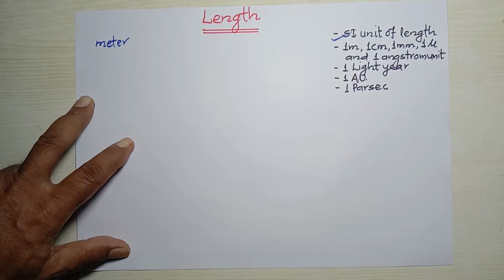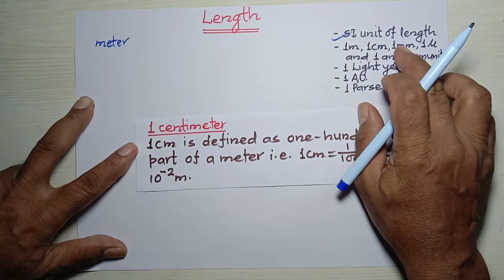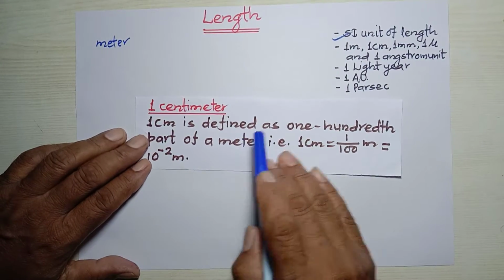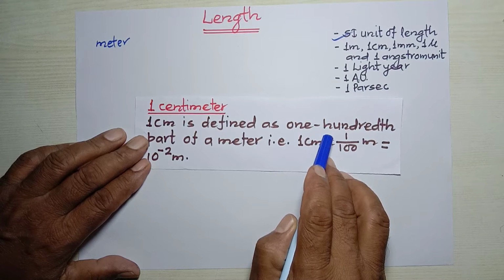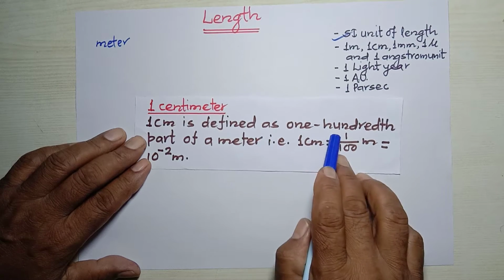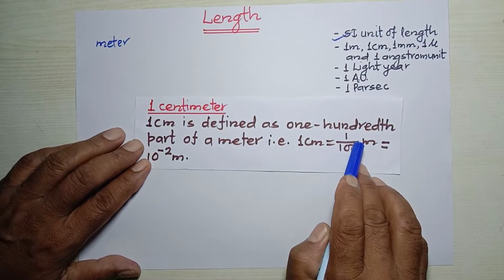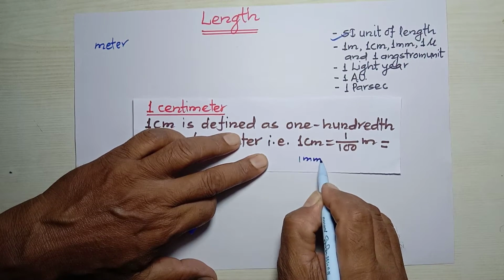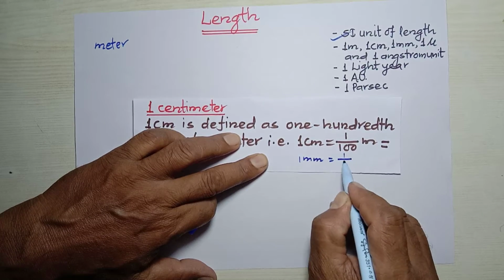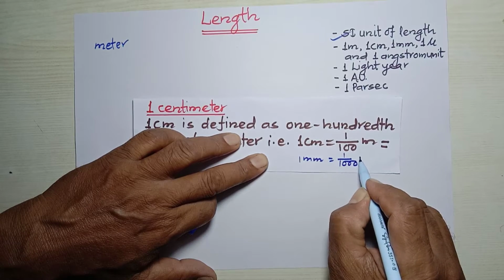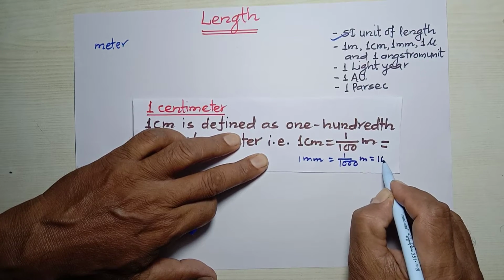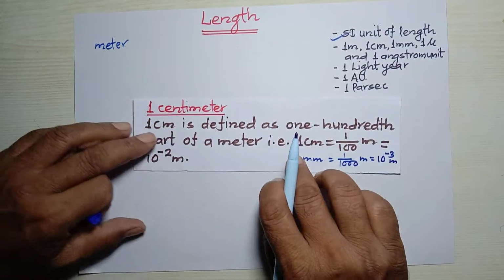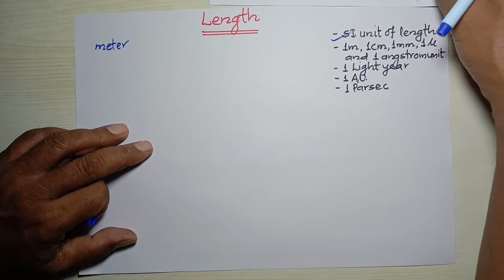In the same way we can define the millimeter also. How can we define millimeter? 1 millimeter is defined not as 1/100th part, but as 1,000th part of a meter. That is, 1 millimeter is equal to 1 by 1,000 meter, and this is equal to 10 to the power, instead of minus 2, minus 3 meter. This way we can define the millimeter also.